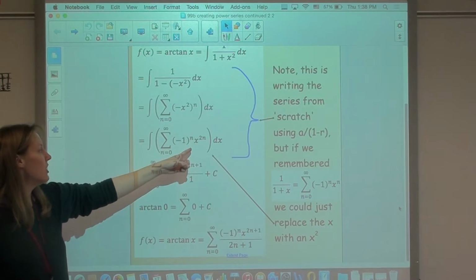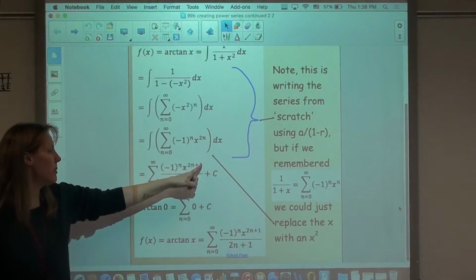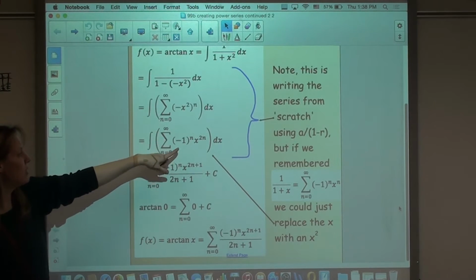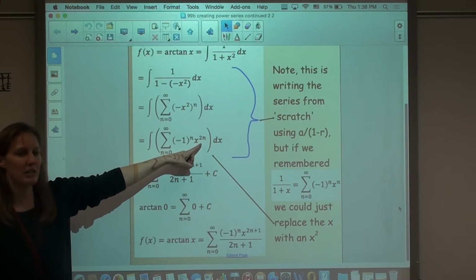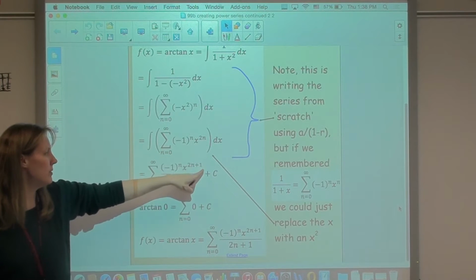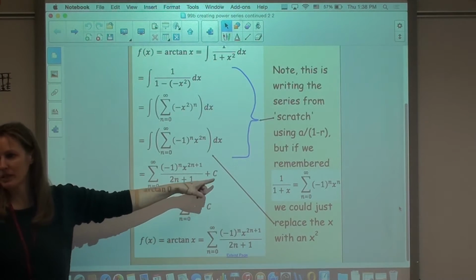All right? Good. Now we need the integral of this. The integral of this, remember, just raise the power by 1, divide by the power. Remember, when you're integrating a power series, you integrate just with respect to x. So you just look at the x. Raise the power by 1, divide by that new power. Don't forget your plus c.